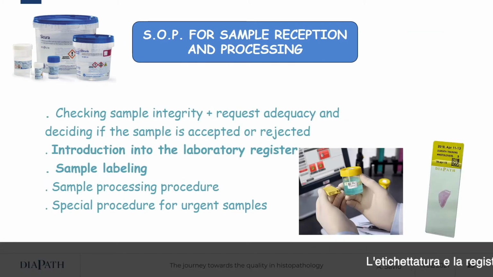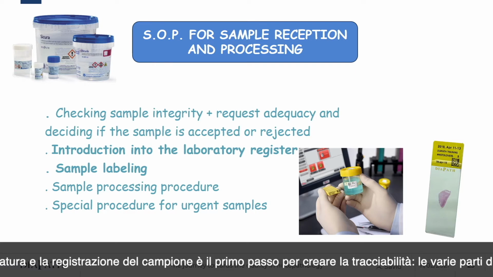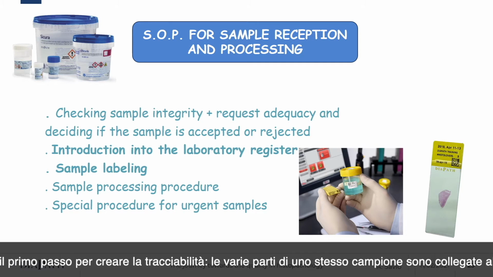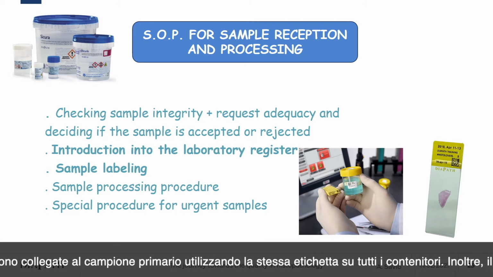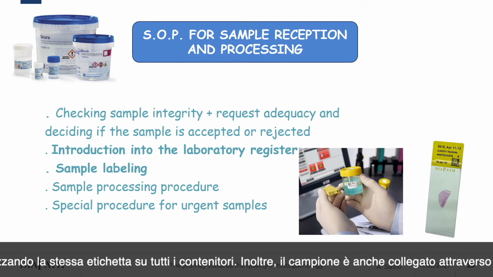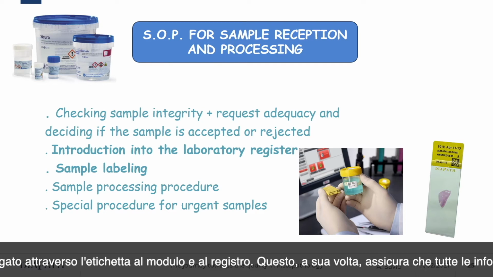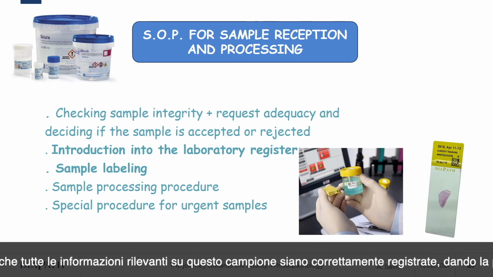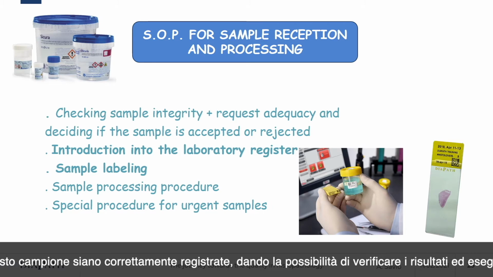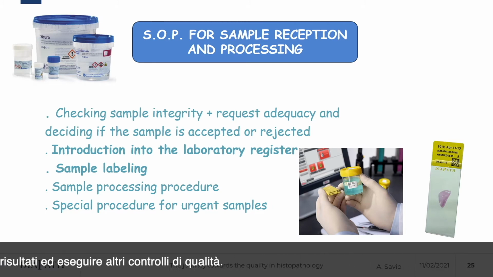Sample labeling and registration is the first step to create traceability. Sample portions are made traceable to the primary sample by using the same label on all the portions. Moreover, the sample is also connected through the label to the form and the register. This, in turn, ensures that all the relevant information about this sample is properly recorded, enabling the possibility to verify the results and perform other quality controls.